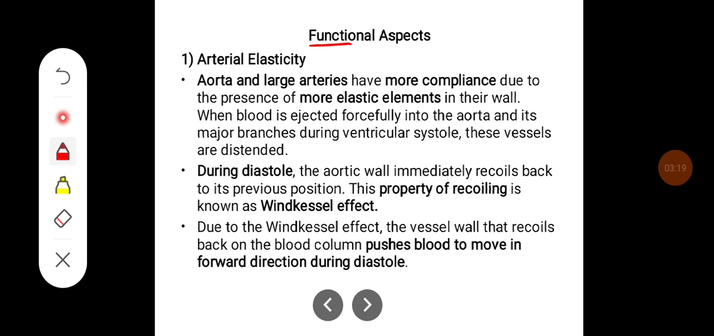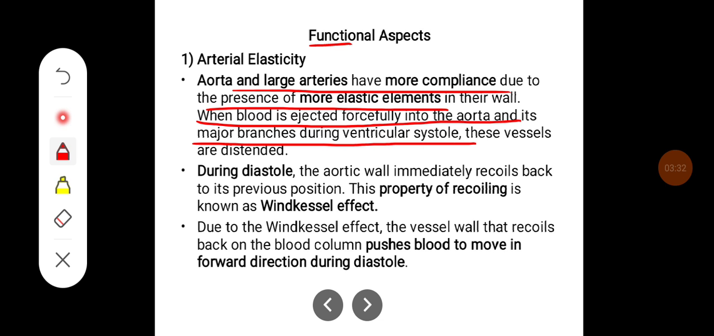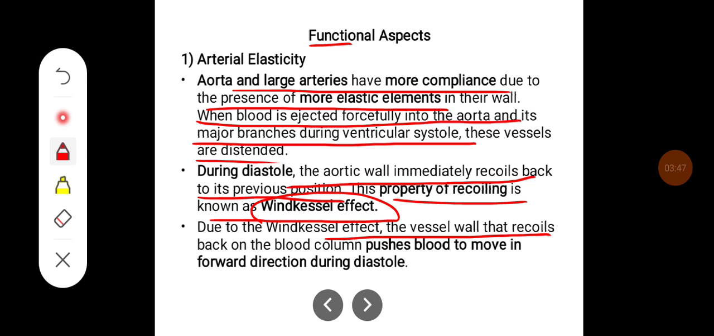Functional aspects. Arterial elasticity. The aorta and large arteries have more compliance due to the presence of more elastic elements in their wall. When blood is ejected forcefully into the aorta and its major branches during ventricular systole, these vessels are distended. During diastole, the aortic wall immediately recoils back to its previous position, and this property of recoiling is known as the Windkessel effect. Due to the Windkessel effect, the vessel wall that recoils back onto the blood column pushes blood to move in a forward direction during diastole.